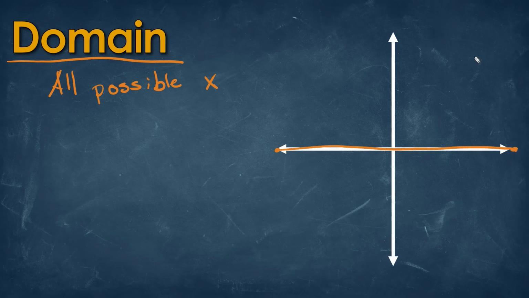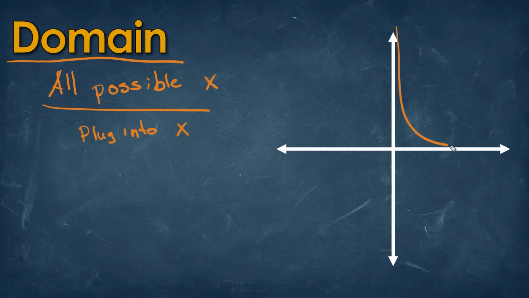And whatever values, say if we have a function that looks like this, are just all the values that we can plug into our function, or plug into x. Now let's say for instance that we have a function that looks something like this. Our domain is going to be all the values that we see from negative infinity to positive infinity.